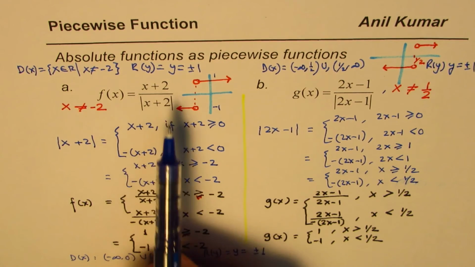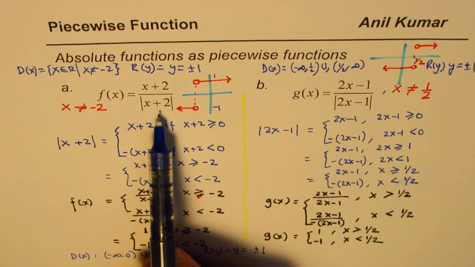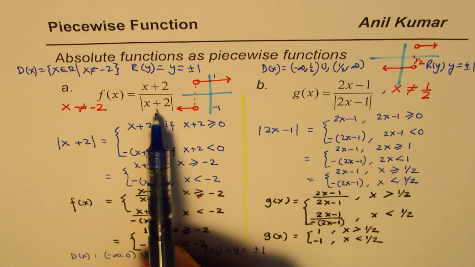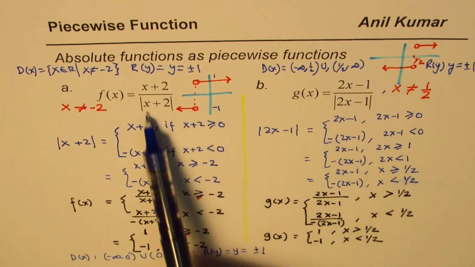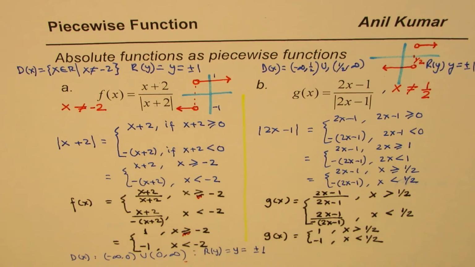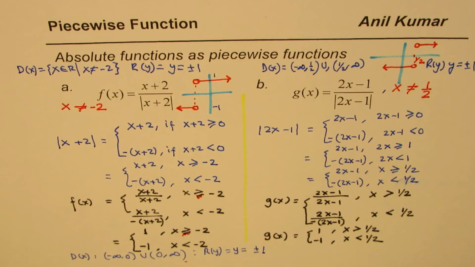Domain will have one discontinuity, a hole, at the point which makes the denominator 0. So it is a hole at this point, since we have a common factor in numerator and denominator which cancels out. So that's a very important point to remember, and I hope this helps to understand the very basic concept of involving absolute functions in algebraic expressions.